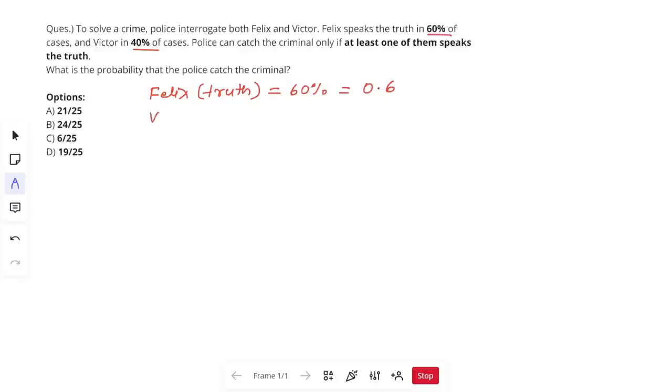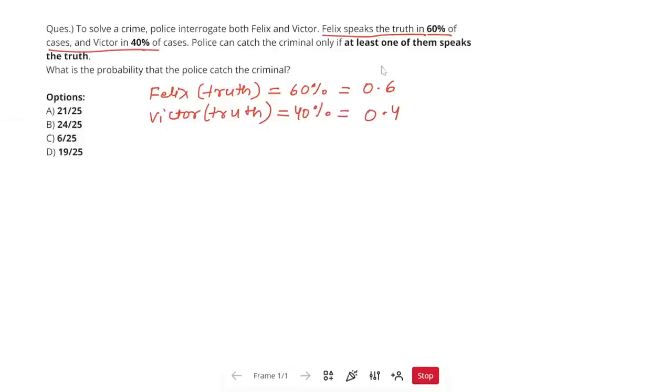In the same way, Victor's truth probability is what? This data is given from here: Felix speaks the truth in 60% of cases and Victor in 40% of the cases. So Victor speaks the truth in 40% of the cases. So this can be written as 0.4. So this is the probability of truth that we have taken.